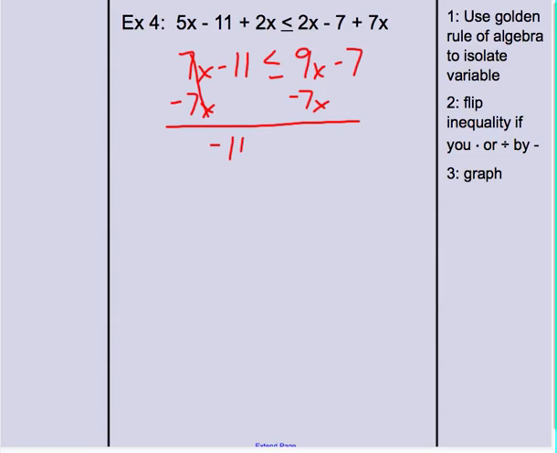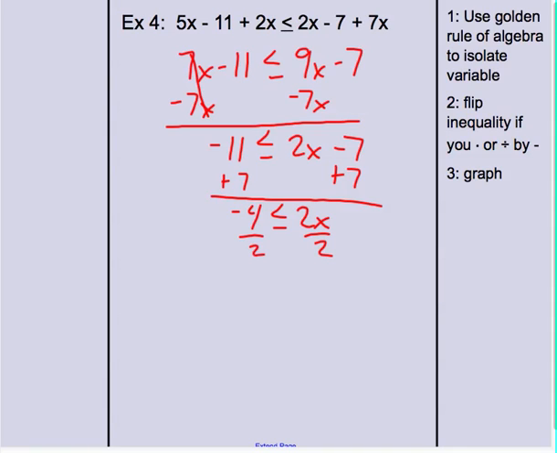So I get negative 11, don't drop that negative sign, less than or equal to 2x minus 7. We cancel my minus 7 this time. So we get negative 11 plus 7 is negative 4, less than or equal to 2x. And I'm dividing by a positive, so I don't have to worry about flipping that inequality. But when I set up my number line to show my solution, x is on kind of the wrong side of the inequality, so be careful when you're graphing this one.